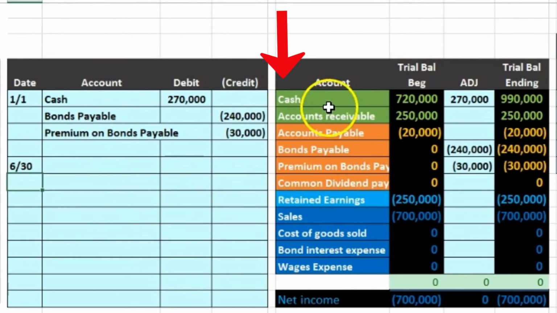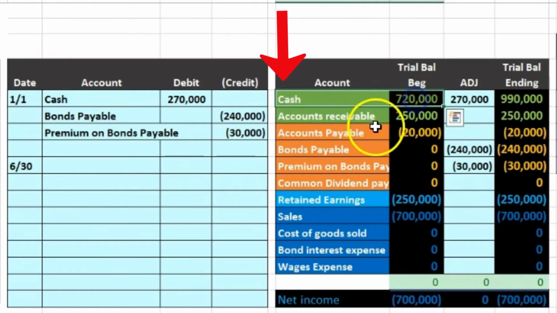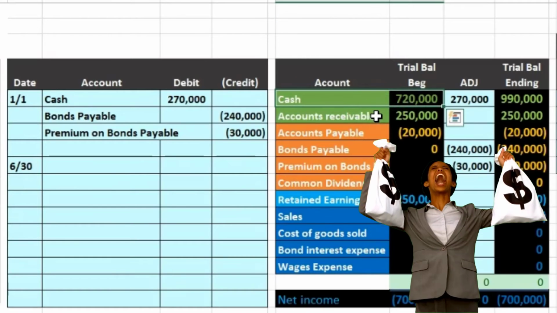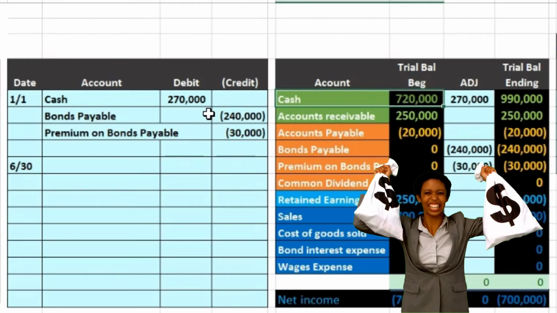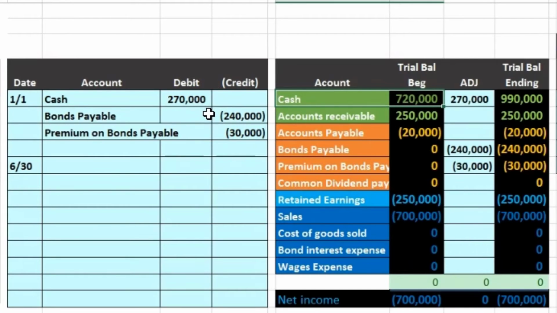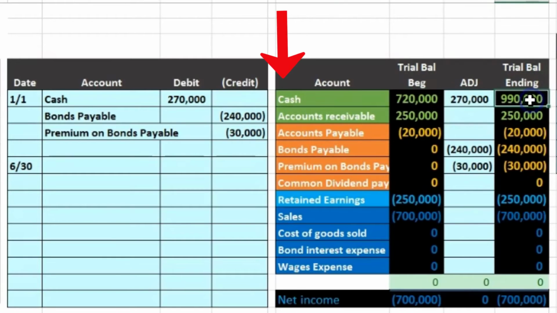So the first thing we can think is, is cash affected? It is in this case, because we're going to pay off the interest on the bond. We borrowed the 270, issuing a 240 face amount of the bond. Now we're paying off the interest, the use of that money. So we have a debit balance, we need to make it go down, so we're going to do the opposite thing to it, which in this case will be a credit.